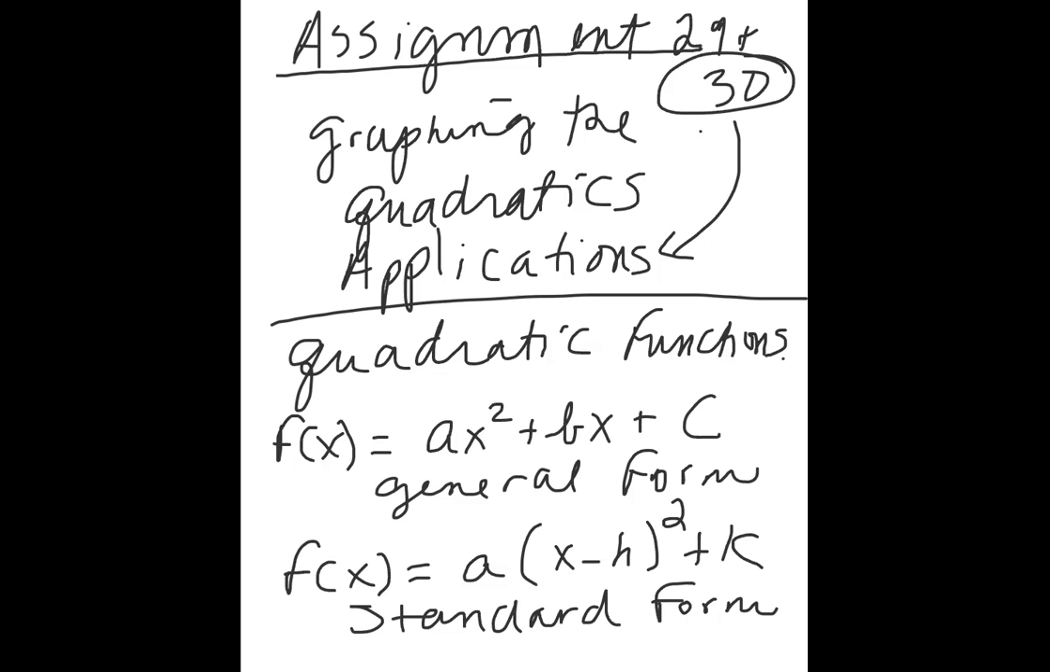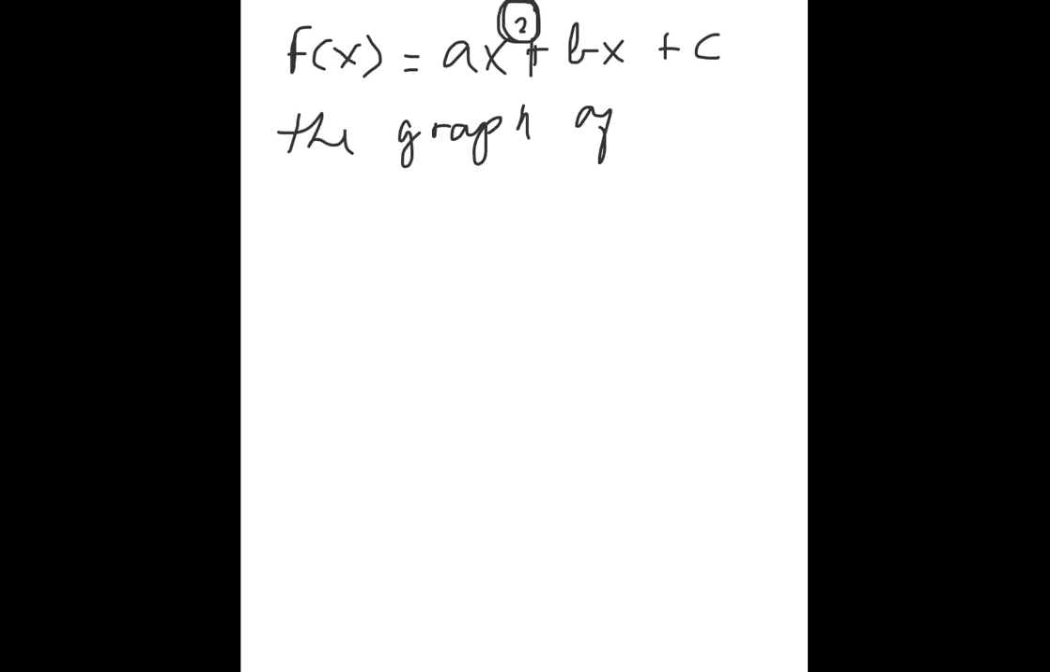All right, guys. So let's go ahead and look at the quadratic functions, and we're graphing these quadratics today. So we're looking at the general form. f of x is equal to ax squared plus bx plus c. Now, remember, this is a second degree function because the highest power is 2, okay? The graph of a quadratic is called a parabola.